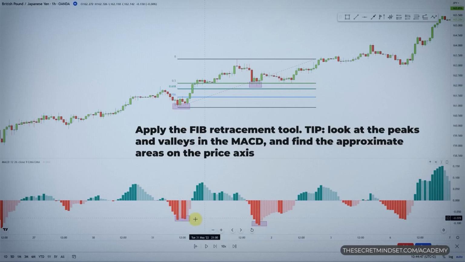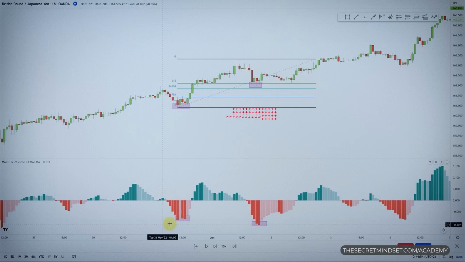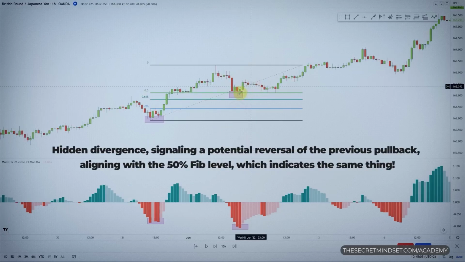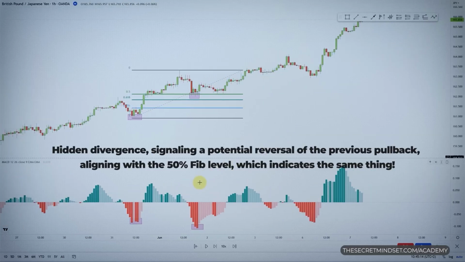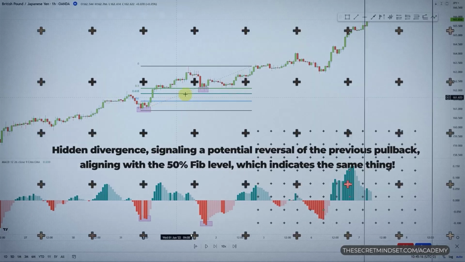I look at the peaks and valleys in the MACD, and I find the approximate areas on the price axis. So based on the swing lows in the MACD, the starting point for adding the fibs will be here. As you can see, we have a hidden divergence, signaling a potential reversal of the previous pullback, aligning with the 50% fib level, which indicates the same thing.